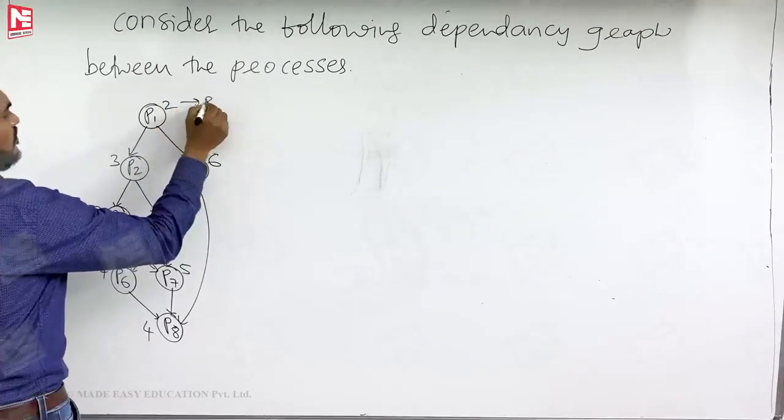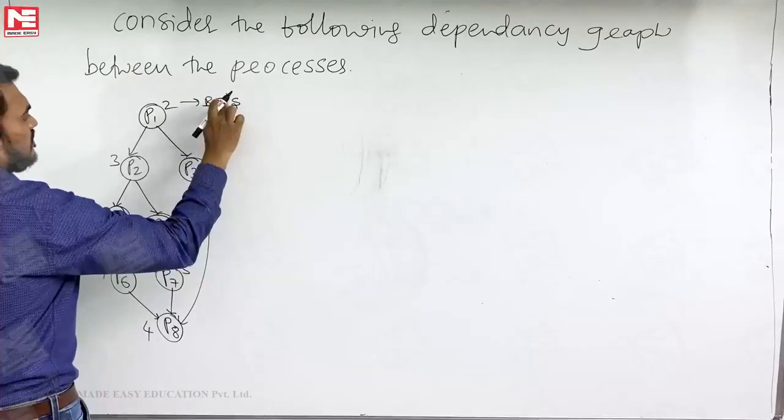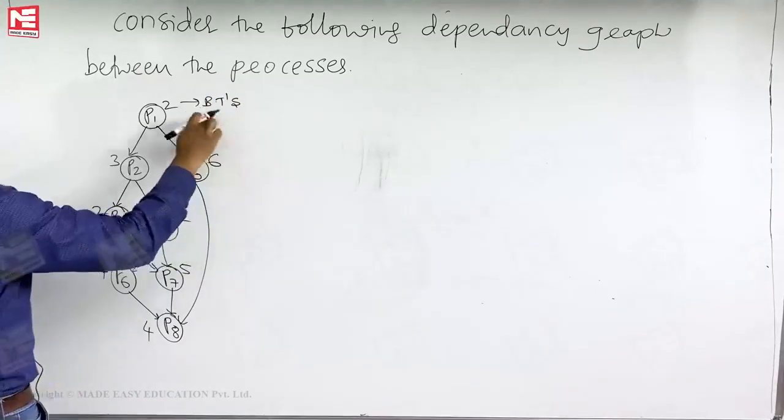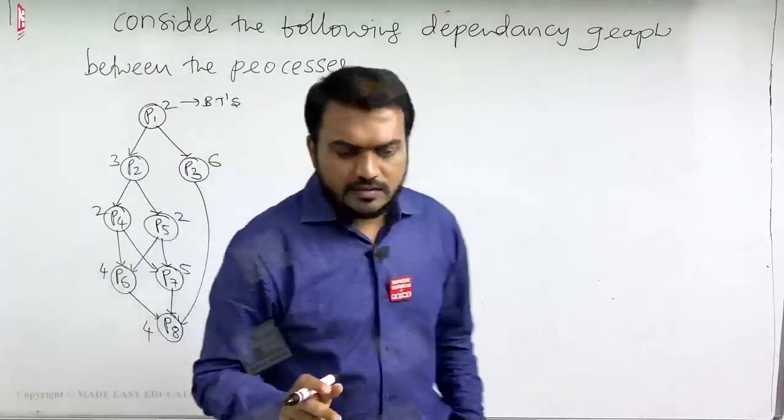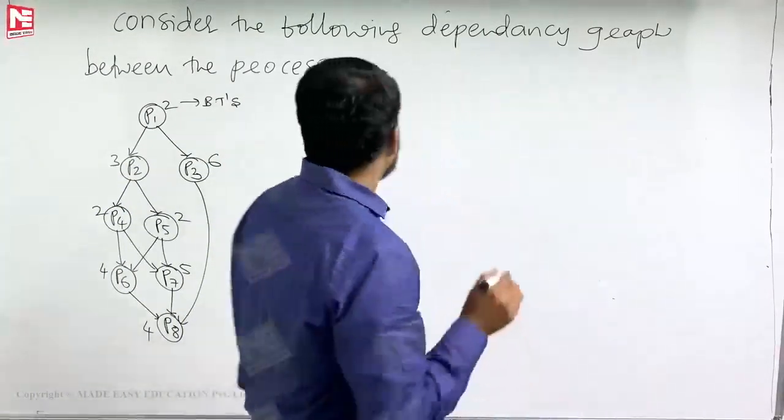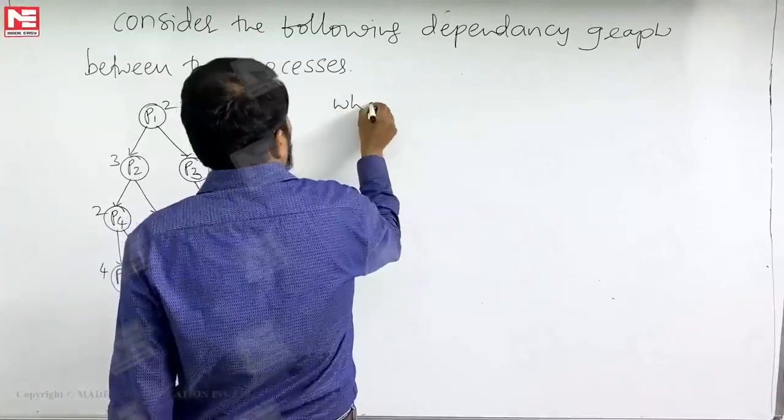So these are the burst times of the processes. Just copy that. What is the question asking? I will explain, don't worry. Let me write the question.